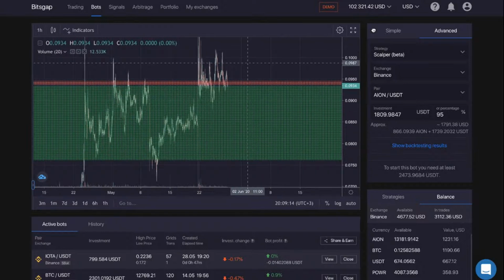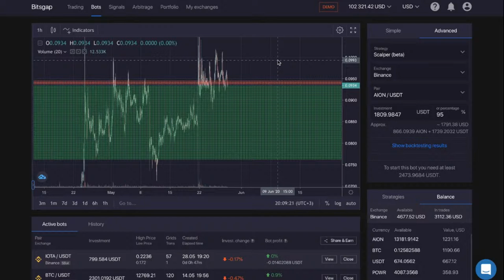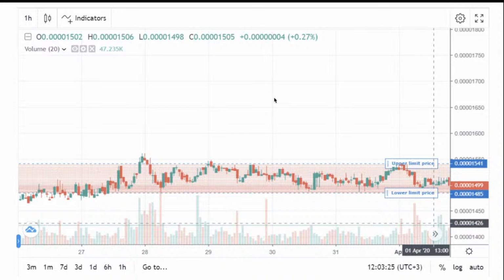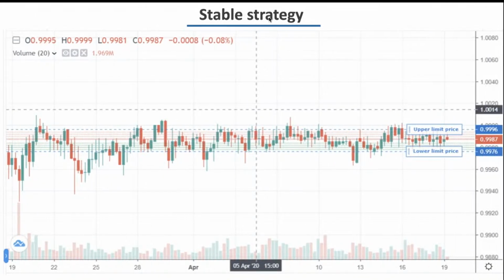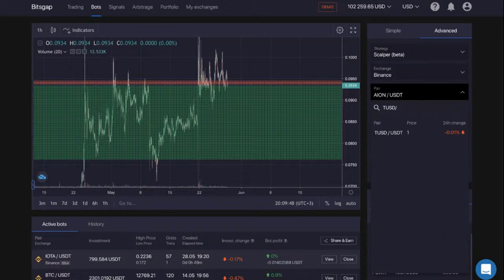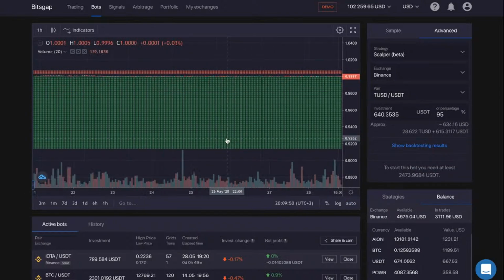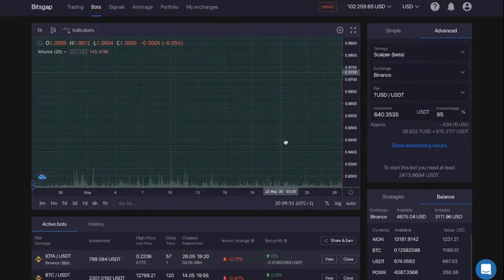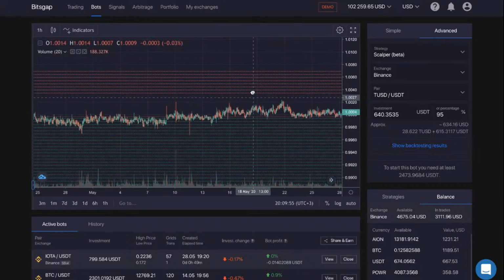And soon, probably within the next 2 weeks, you will be able to adjust the trading range for the scalper, and most importantly, you will be able to apply stable strategies. So what does that mean? Well, a stable strategy stands for trading on stablecoin pairs like GUSD to USDT. So you know that the idea of stablecoins is to trade at $1.